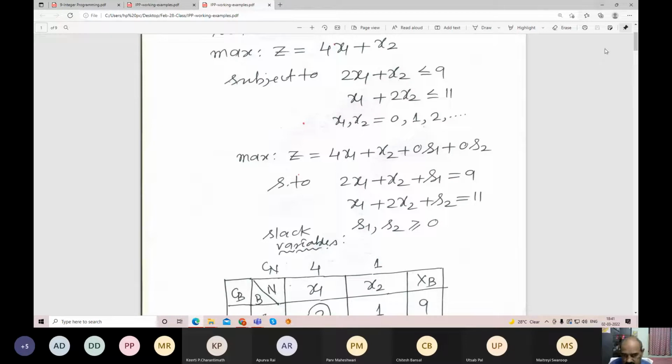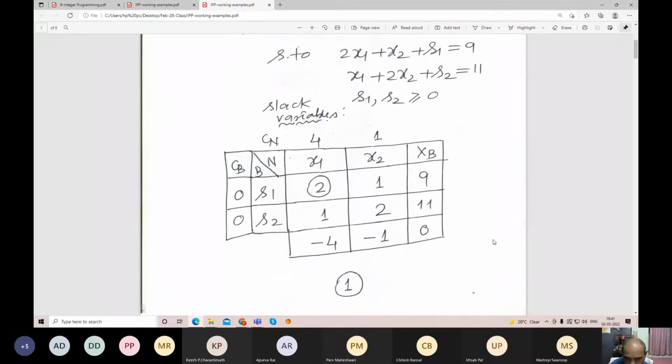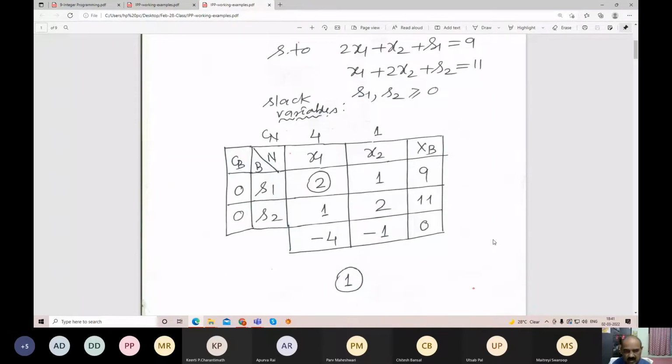There are two inequations. We include slack variables. Slack variables can be x3, x4 or s1, s2. So x3, x4 you can make a slack variable, or s1, s2. Then after including the slack variables, present the condensed form of the simplex table. This is the condensed form of the simplex table.